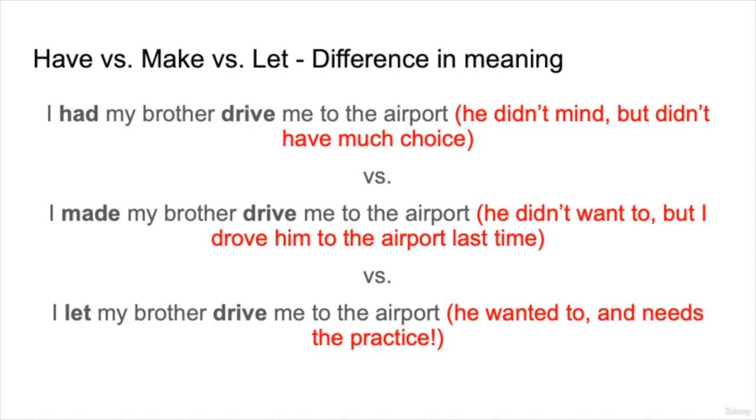So to expand on these sentences, let's look at the same sentence with very similar words. I had my brother drive me to the airport. He didn't mind, but he didn't have much of a choice, but it wasn't a big favor. I made my brother drive me to the airport. He didn't really want to, but I drove him to the airport last time, so he owes me a favor. I let my brother drive me to the airport. Maybe he's young and he just got his driver's license and he wanted to drive me to the airport. He needs the practice.